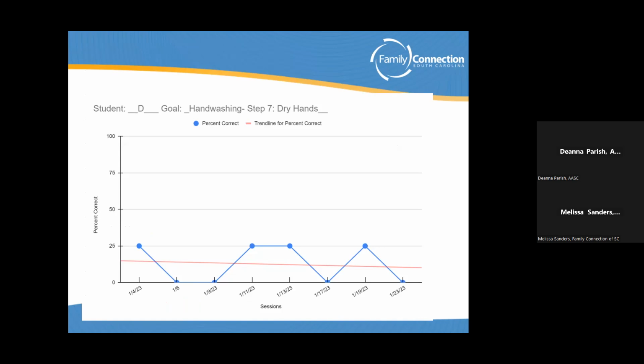So 100 is independent, 75 is gestural, 50 would be partial physical, 25 hand over hand manipulation, and 0 is no response or rejected any assistance. So here we really see an inconsistent data pattern, and the team would really need to look at how Denise was receiving prompts, or what was happening prior to Denise receiving those prompts.